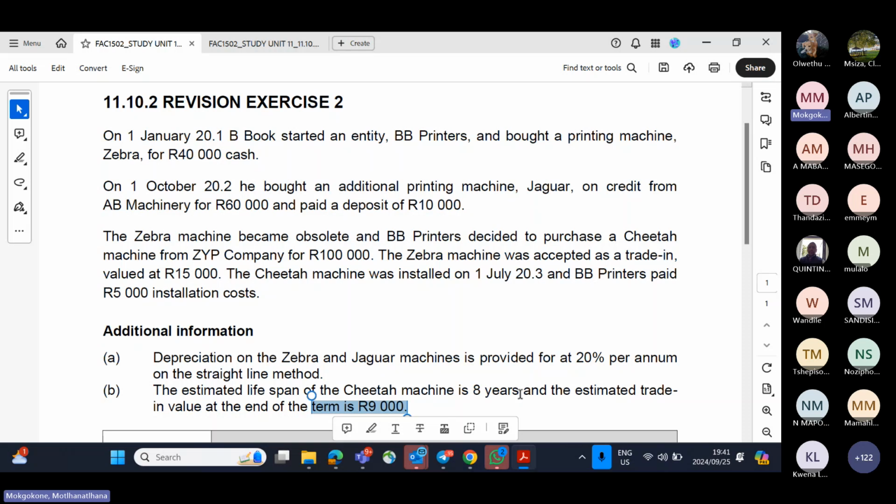Then you divide by 8 years. This is the useful life that is given. Then you multiply by, because the cheetah machine was purchased on 1st of July 20.3, you will say July, August, September, October, November, December, 6 months. Then it will be 105 minus 9,000 divided by 8 years times 6 divided by 12. 6 months is from 1 July to 31st December 20.3. Then it will give you 6,000 depreciation of the cheetah machine.